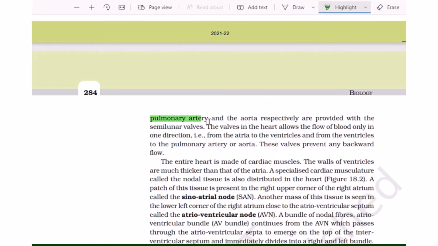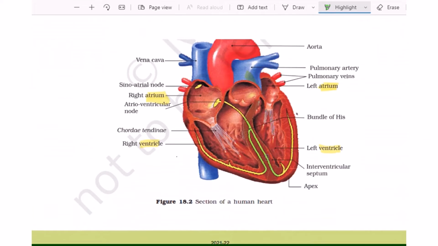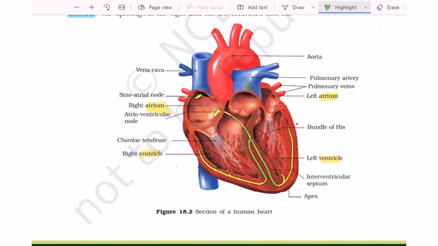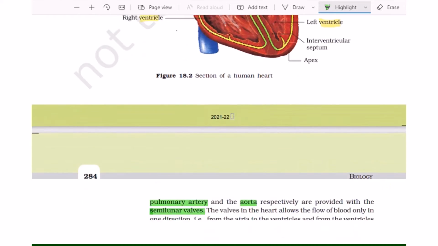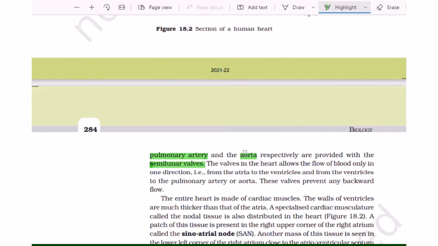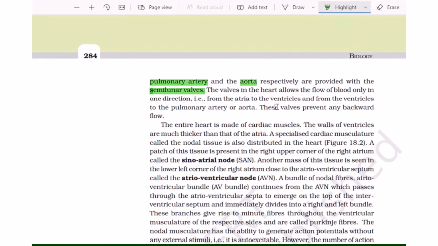The openings of the pulmonary artery and the aorta respectively are provided with the semilunar valves. So from the ventricles, blood flows into the pulmonary artery and the aorta, and in those regions as well there are valves, and these are commonly named as the semilunar valves.